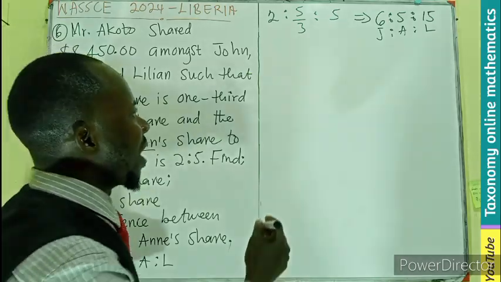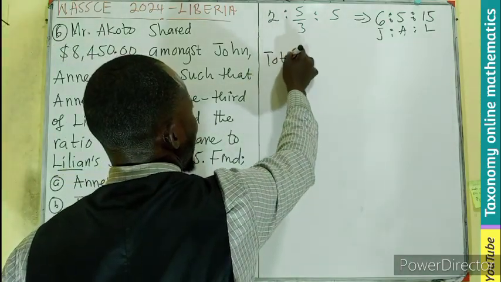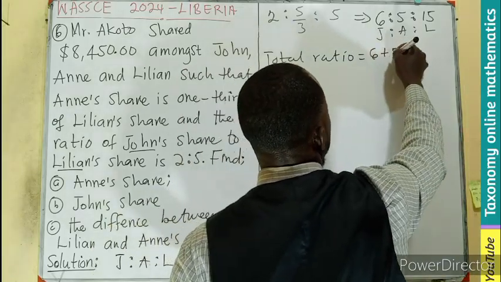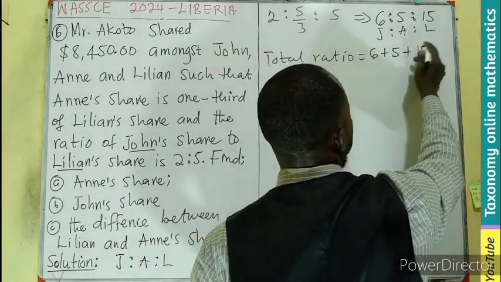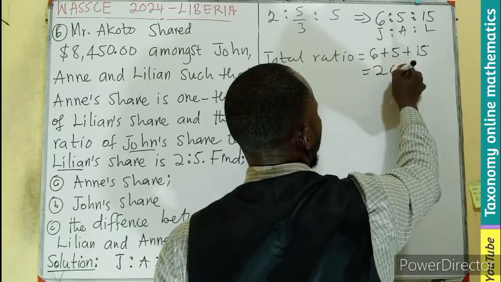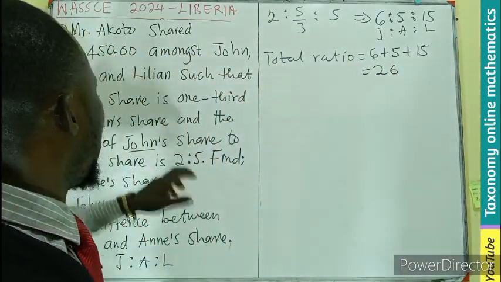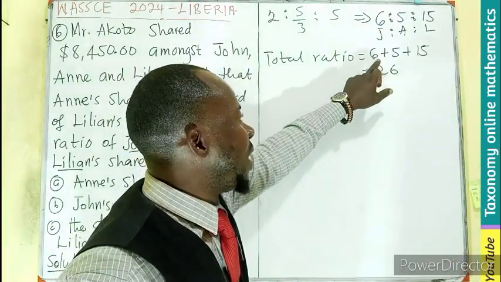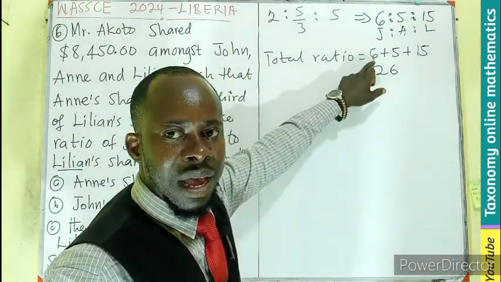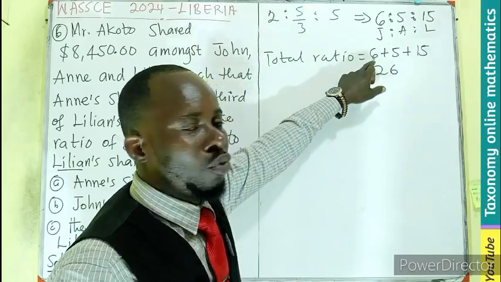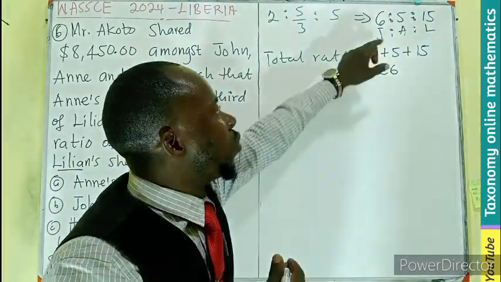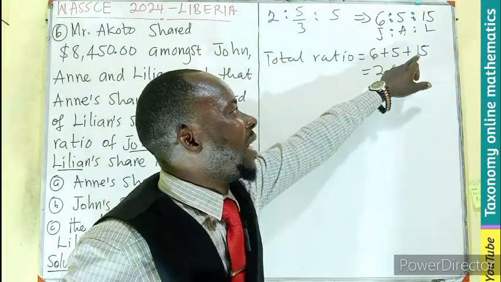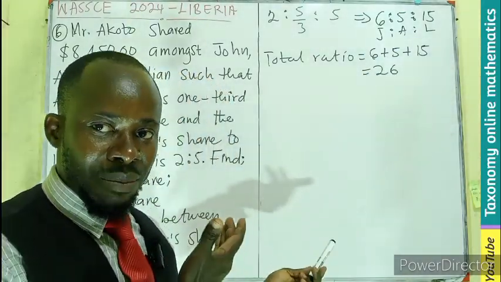So it means we can find the total ratio or total parts. Going to be 6 plus 5 plus 15, that is 20, here 26. Meaning this money is shared into 26 different parts. Then we are giving 6 parts to John, 5 parts to Anne, then 15 parts to Lillian. That is the meaning of that.